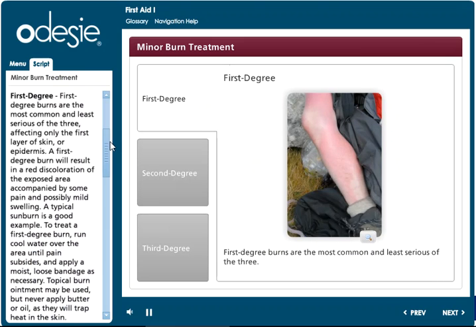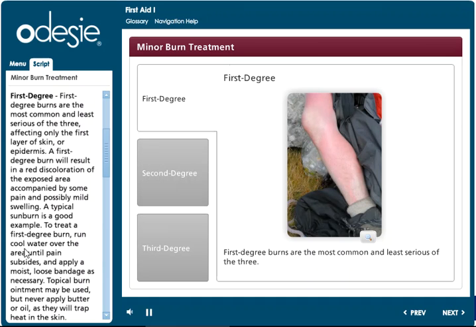First-degree burns are the most common and least serious of the 3, affecting only the first layer of skin, or epidermis. A first-degree burn will result in a red discoloration of the exposed area, accompanied by some pain and possibly mild swelling. A typical sunburn is a good example.